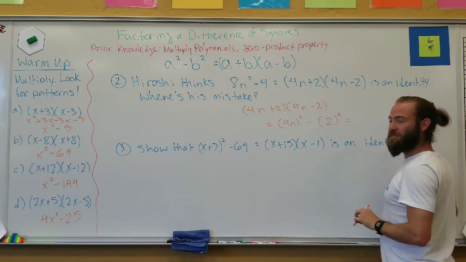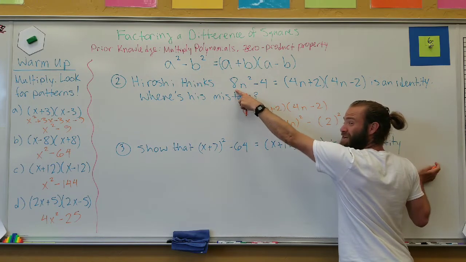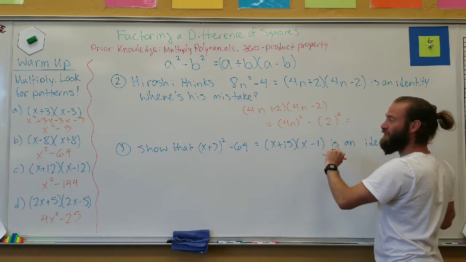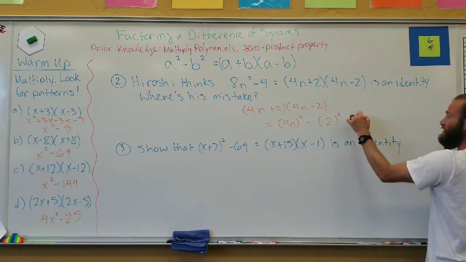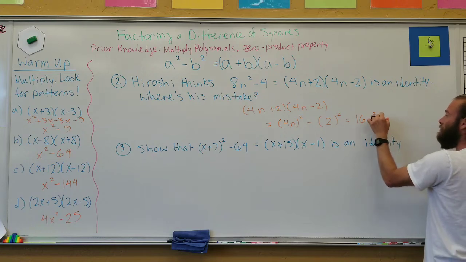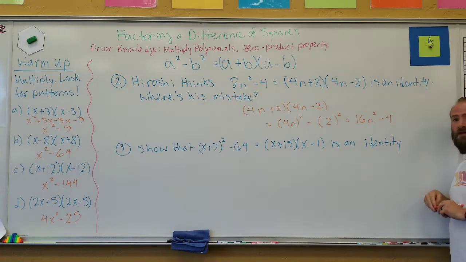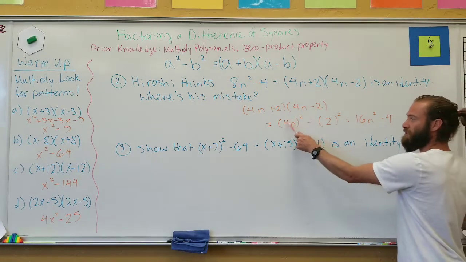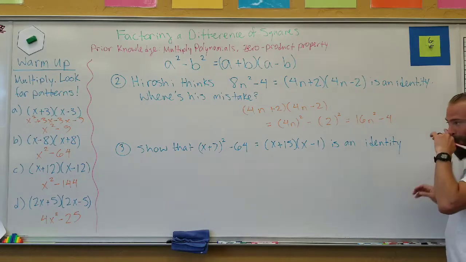Now I think Hiroshi's mistake was that 4 squared isn't 8. It's an accident we can easily make. 4 times 2 is 8, but 4 squared is actually 16. So he'd be correct if it was 16n squared minus 4, but not 8n squared. Okay? So I think his mistake was thinking 4 squared is 8 when it's actually 16.